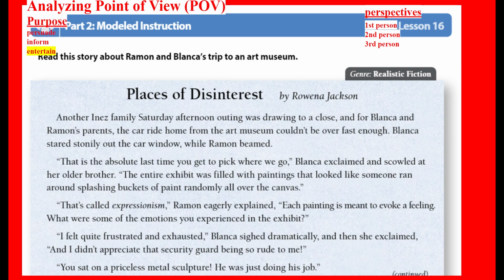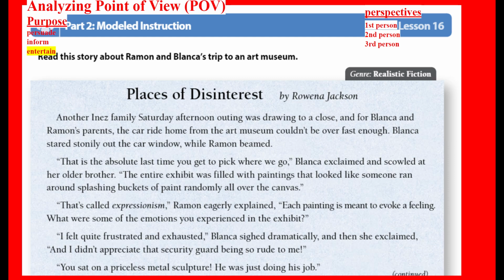All right, so next we're going to talk about the purpose of the text that we're going to be reading today. The text that we're going to be reading today is fiction, so the purpose of that is to entertain. The three main purposes that we look at in seventh grade are to persuade, to inform, and to entertain. Anything that is fiction, the purpose 99.9% of the time is to entertain the reader. It will be to entertain the reader unless we tell you differently.